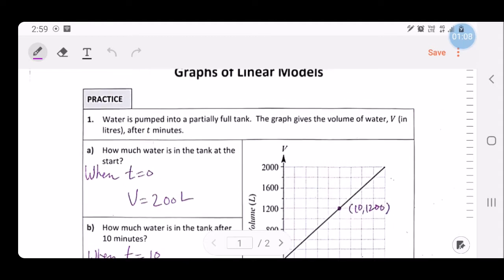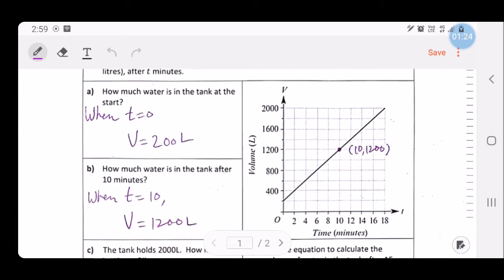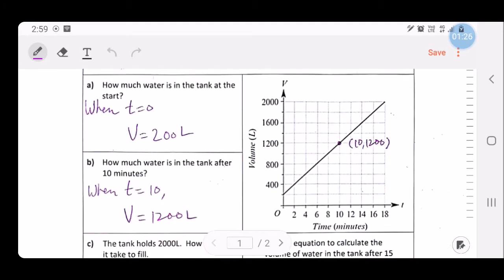Okay, so here's our first question. Water is pumped into a partially full tank, so a tank that already has a little bit of water in it at the beginning. The graph below gives the volume of water V in litres after t minutes. Okay. Question A. How much water is in the tank at the start?